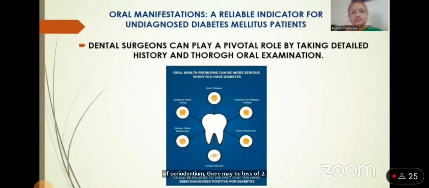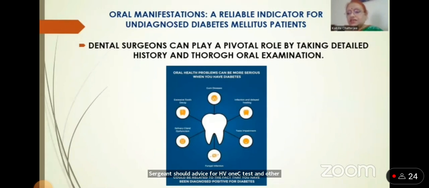Now, oral manifestations of diabetes mellitus are a reliable indicator for undiagnosed diabetes mellitus in patients. In those cases, dental surgeons can play a pivotal role by taking history and a thorough oral examination. In undiagnosed diabetes mellitus, many a time the patient complains of polyuria, polyphagia, polydipsia. And along with that, if the dental surgeon finds advanced periodontitis and dryness of mouth, the surgeon should advise an HbA1c test and other relevant tests to detect diabetes mellitus.